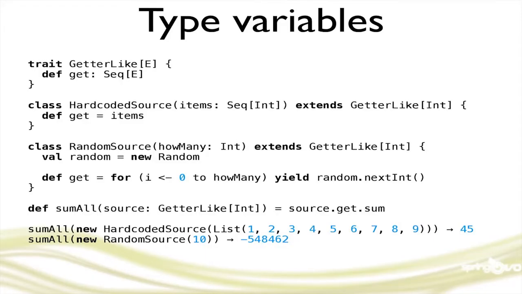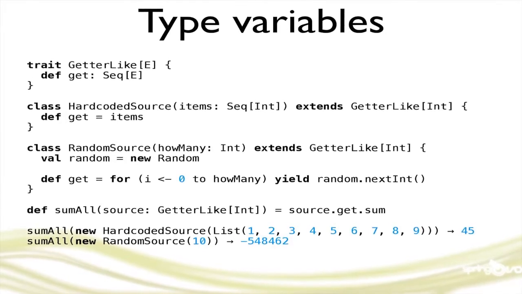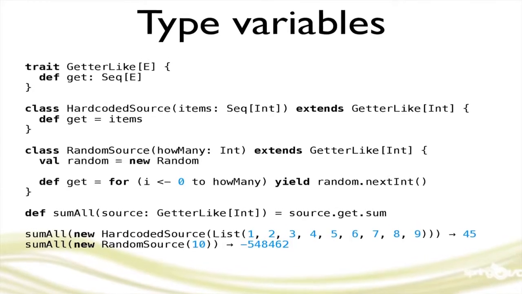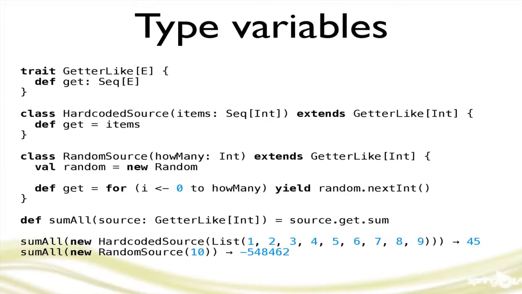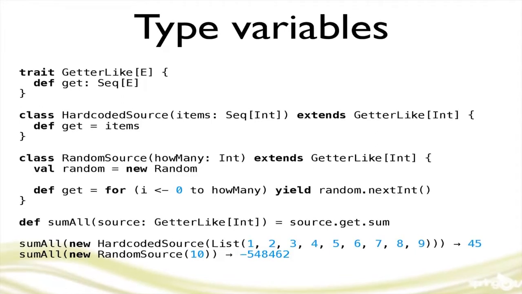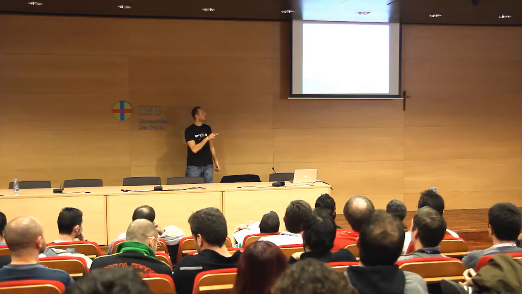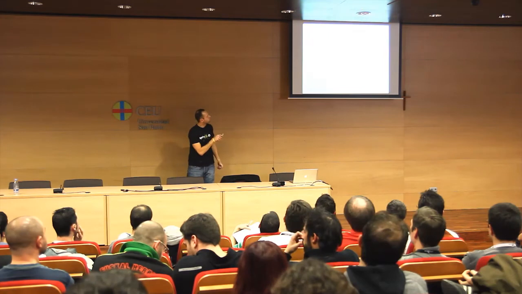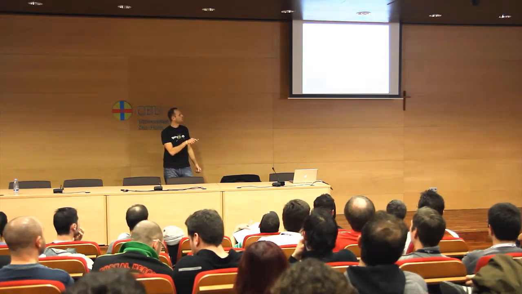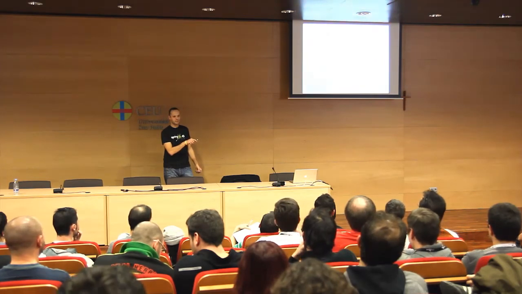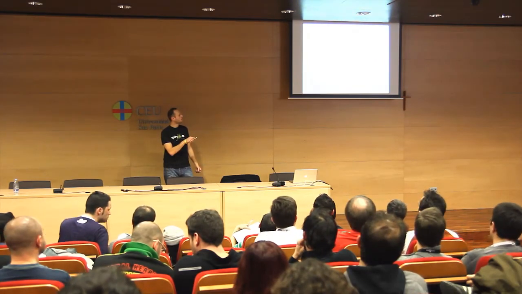So let's take a look at an example. This is a typical Java-like code, isn't it? I have an interface or a pure trait, which is called GetterLike. So I'm saying that there should be a method called get. It's a sequence of some type E. And then I have two implementations of that trait, a hard-coded source and random source. They both implement GetterLike of Int, which means that I have to implement the get method.